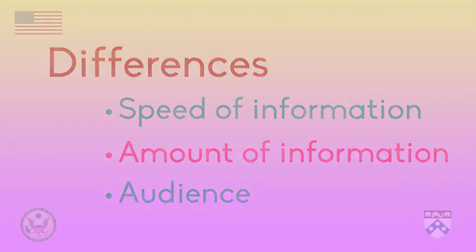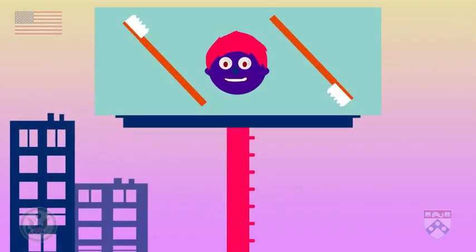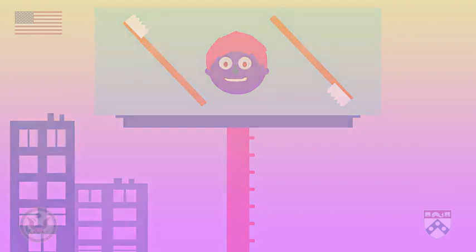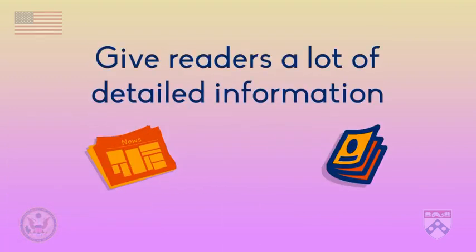Another difference is the amount of information that can be given in these different types of traditional media. For example, outdoor messages such as billboards or advertisements on buses can contain only a small amount of information. Newspapers and magazines, on the other hand, can give readers a lot of detailed information.